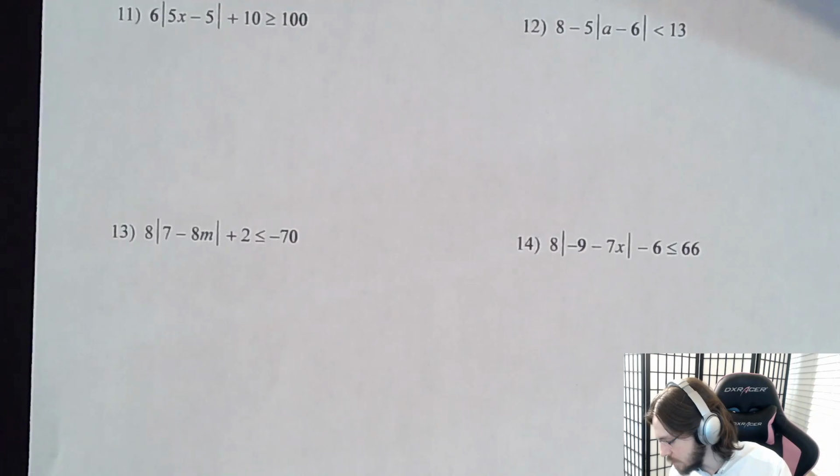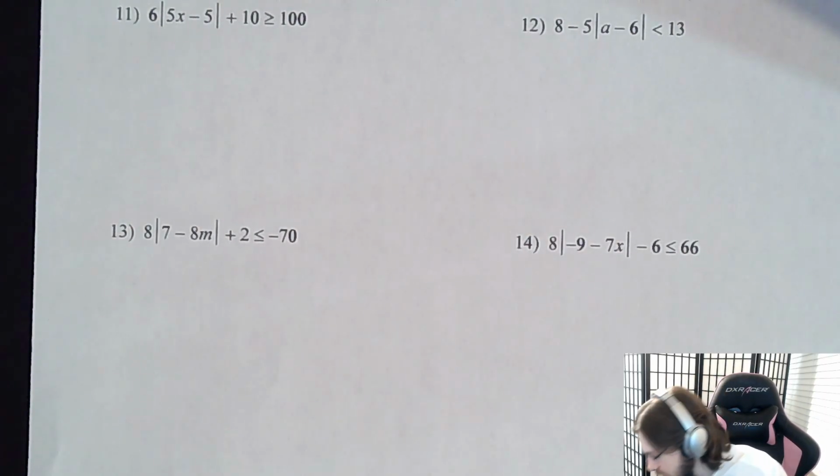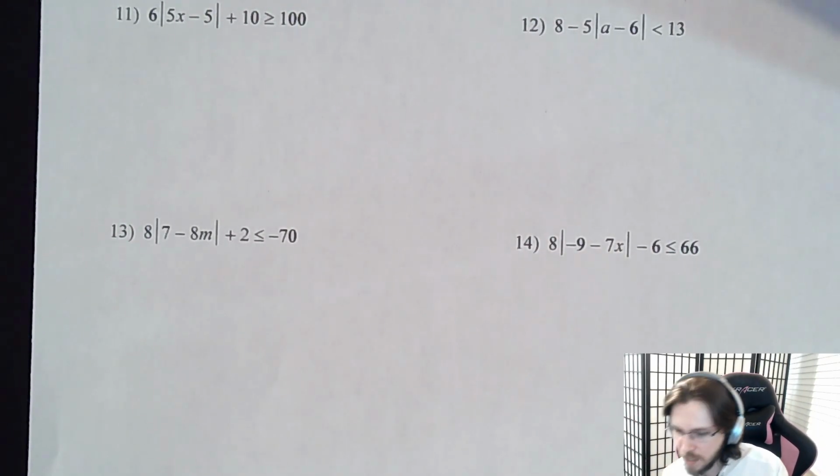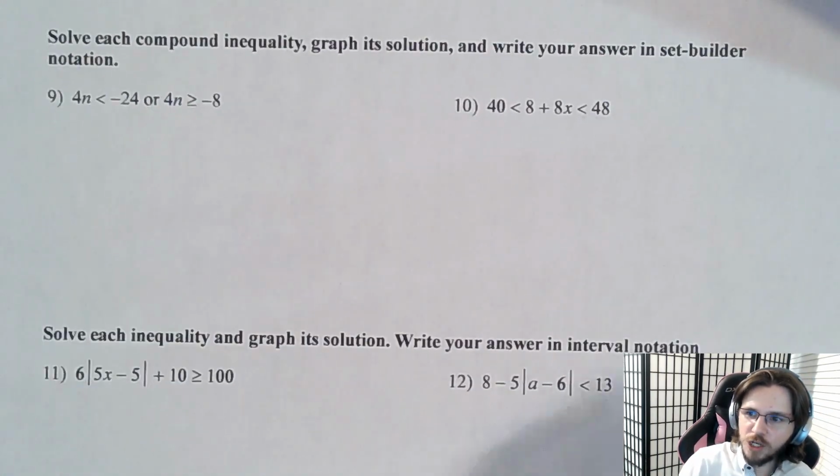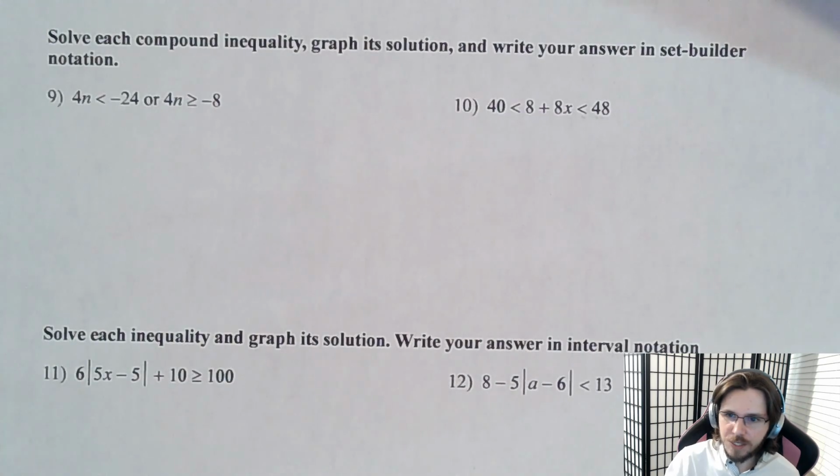Continuing on. We only have 2 pages here. Or if you have a fancy printer, I guess the front and back. Mine doesn't do that. So here we go. Number 9. Solve each compound inequality and write your answer in set builder notation. So set builder is the one with the fancy brackets. And here we go. Or is pointing apart from each other.